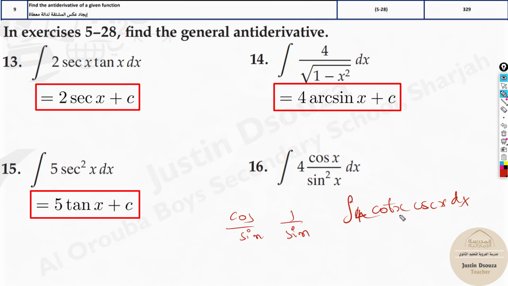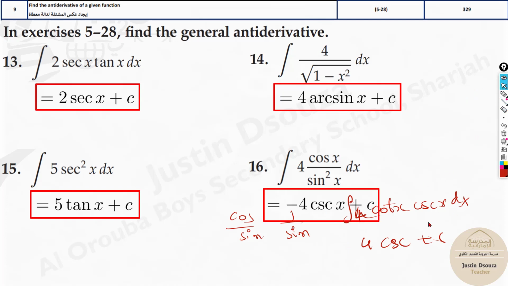What is the integral of cotangent and cosecant? We remember cosecant into cotangent integrates to cosecant, right? It's csc plus C, and don't forget the constant, it's 4 cosecant plus C. You can see that's the answer.